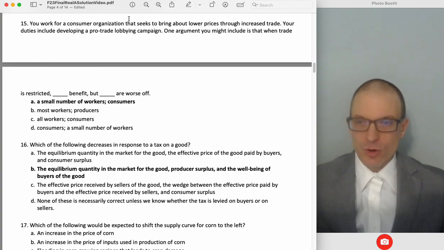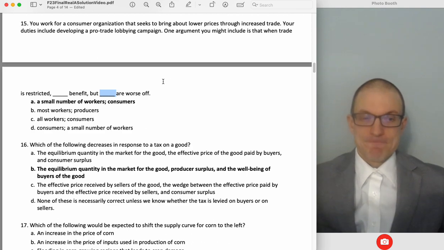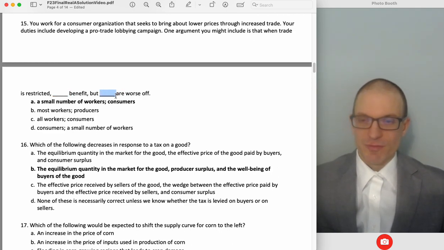You work for a consumer organization seeking to bring about lower prices through increased trade. Your duties include developing a pro-trade lobbying campaign. One argument you might include is that when trade is restricted, blank benefits, but blank is worse off. Okay, so when trade is restricted, we could think from the standpoint of the importing situation. Well, if we have tariffs, if we limit imports, this will benefit a small number of workers, those in the domestic producing industry affected by the tariff, but all consumers are worse off. Well, all consumers of that good are worse off.